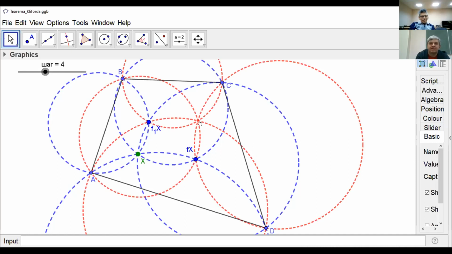And we obtain a nice picture, a nice configuration of, in fact, 8 points and 8 circles. The fact that these 4 red circles pass through common points is, in fact, equivalent to a known fact like Clifford's theorem. But it's interesting to reformulate it in terms of transformations.